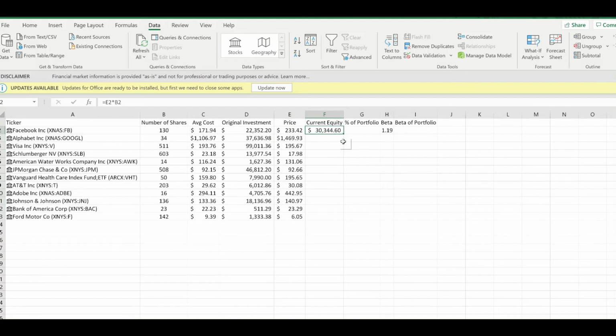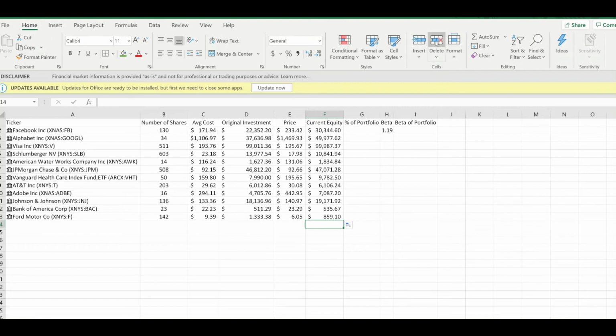And let's calculate the equity. We had put the equation here, so all you have to do is double click here and it gets populated. And percentage of the portfolio. So to calculate the percentage of portfolio, first you need to know what's your portfolio now. So for that, select the cell here, go to the home and do the auto sum, and there you got it.